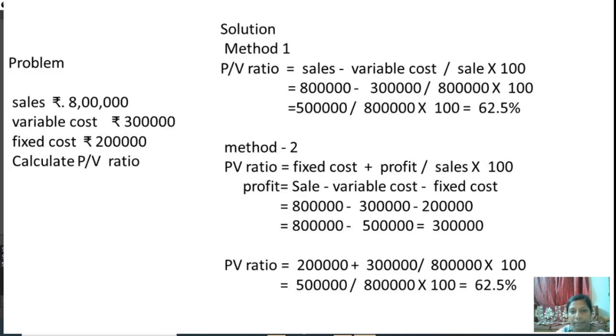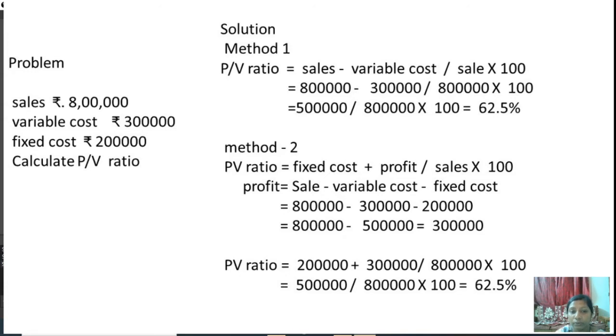In the next step, sales minus variable cost: the value of sales rupees 8 lakh, variable cost 3 lakh. The amount is 5 lakhs divided by 8 lakh, into 100. So here the PV ratio is 62.5%. And the second method.